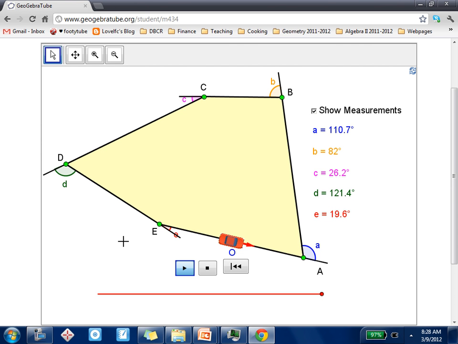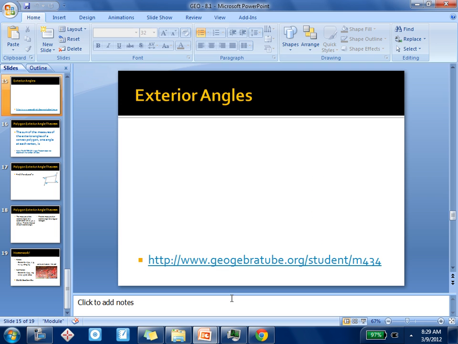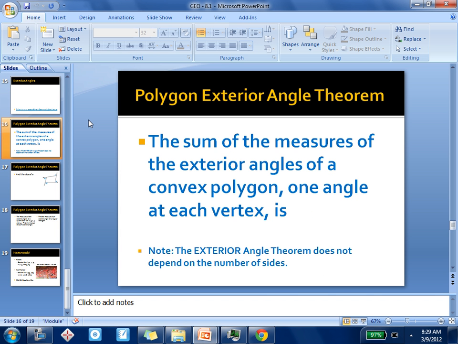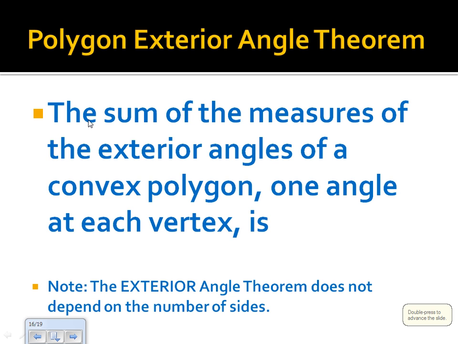All right, why don't you add those up, see what you get. 359.9. How did you do that? So, what we can determine then, we go back to our exterior angles. Please write this down. The sum of the measures of the exterior angles, so outside, of a convex polygon, remember there was one angle at each vertex, is, what did it equal? What did it equal?